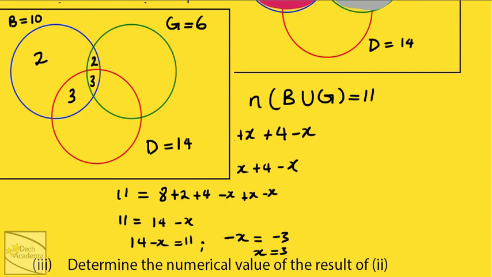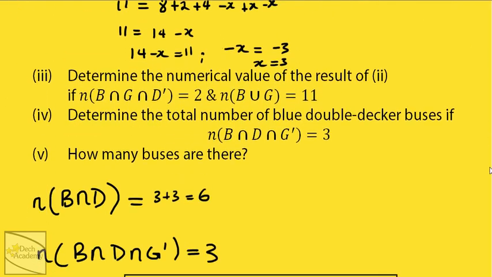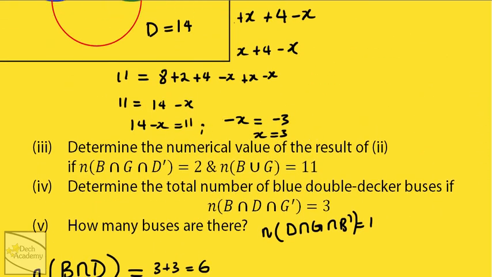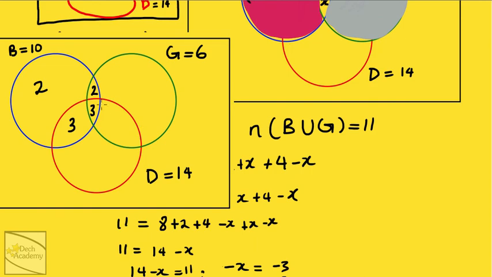So there's one missing piece of information. The question should say how many buses are there, given that the number of elements in D intersect G intersect B prime is equal to 1. So D intersect G is this whole region here. Intersect B prime is just this region here. So we're told that there's only one element there.